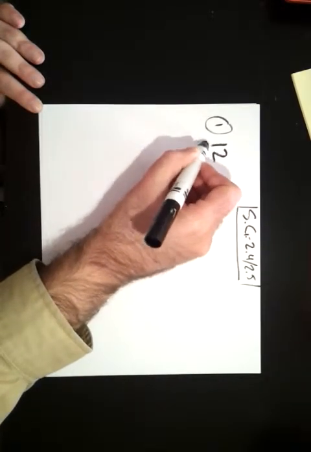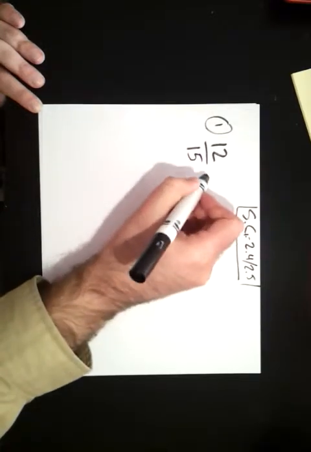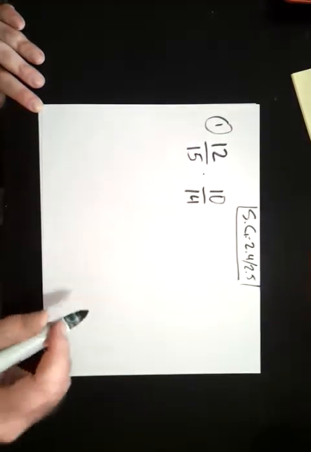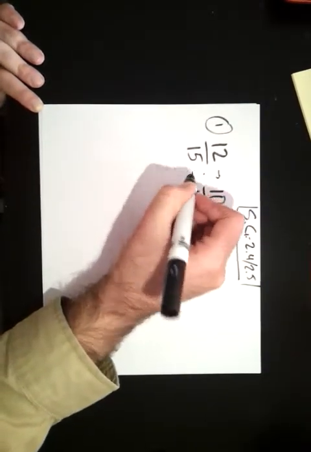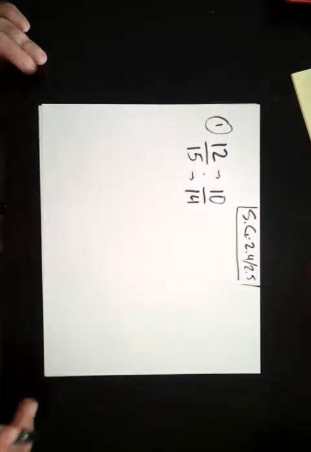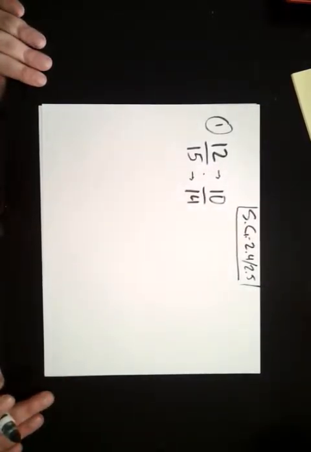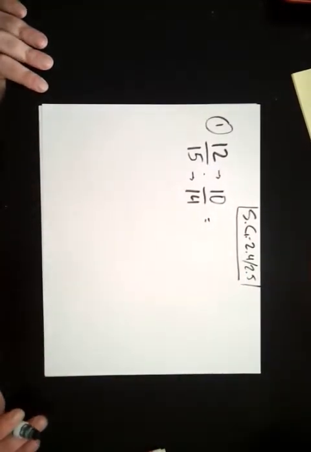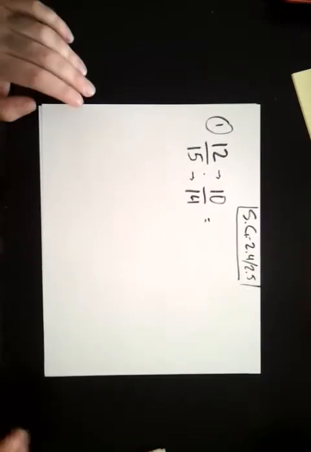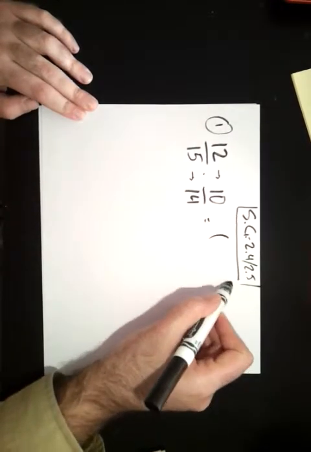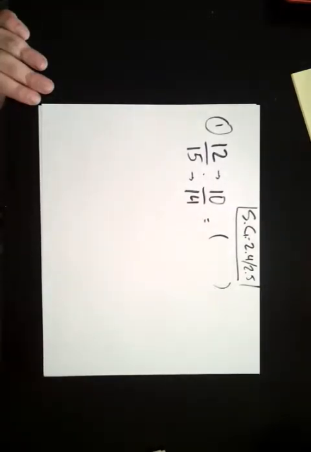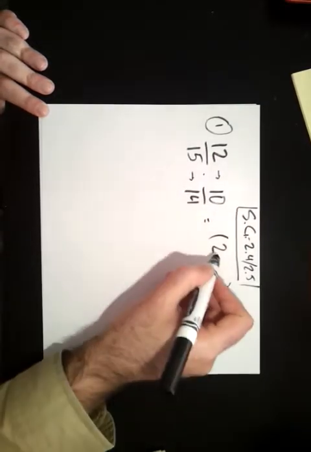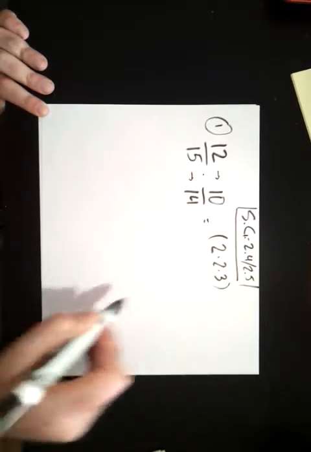So 12 over 15 times 10 over 14. Well, I can multiply them across and then simplify, but I'm going to simplify first and then multiply, because usually that's the base case scenario. And I go with the breakdown method because that's the most complete way to simplify. There's no better way. So I'm going to break down the 12 fully. 12 is 2 times 6, and 6 is 2 times 3. So I can write the 12 as 2 times 2 times 3.